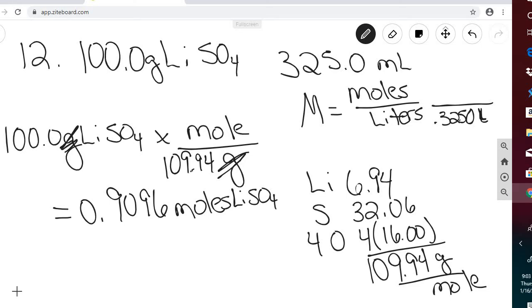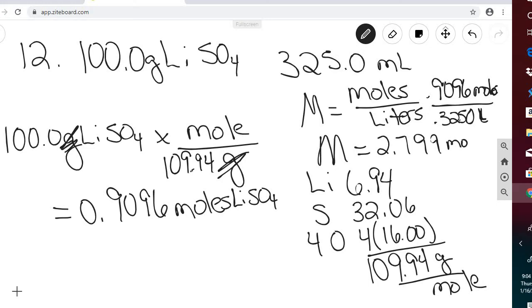So then all we have to do is put that in this equation up here for molarity, 0.9096 moles. Okay, so now we have moles per liter. So the molarity comes out to be 2.799 moles over liters, moles per liter. Okay, 2.799 moles per liter. Okay, that's number 12.